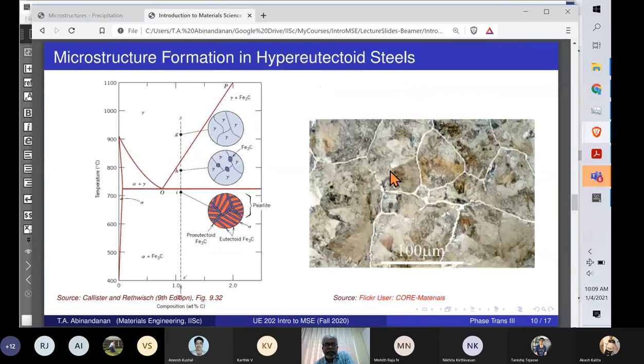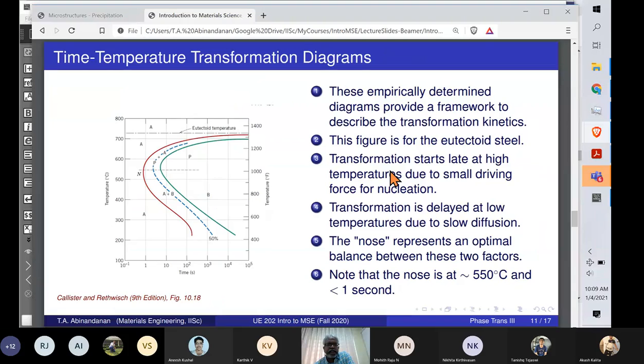Given what we know, we are able to explain these features quite nicely. So just like in precipitation, this pearlite transformation also requires diffusion, and because of that, there is a lower temperature at which this pearlite transformation does not happen anymore.